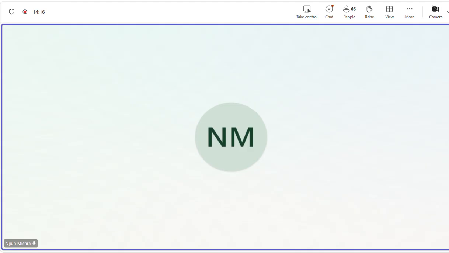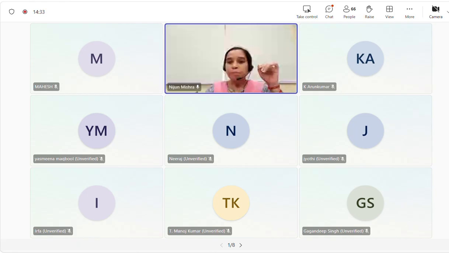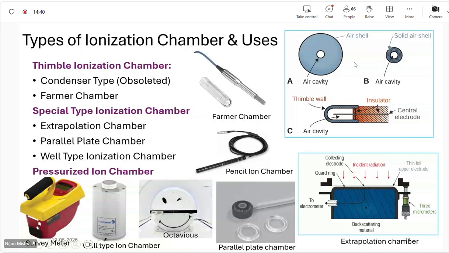Okay, so coming to the types of ionization chamber and its use. Yes, this is an air cavity and surrounding it is an air cell. So in this case, what happened? For CPE to exist, the electrons produced within the volume must deposit their energy outside the volume, and similarly, the electrons generated outside the volume must deposit energy inside the air cavity.